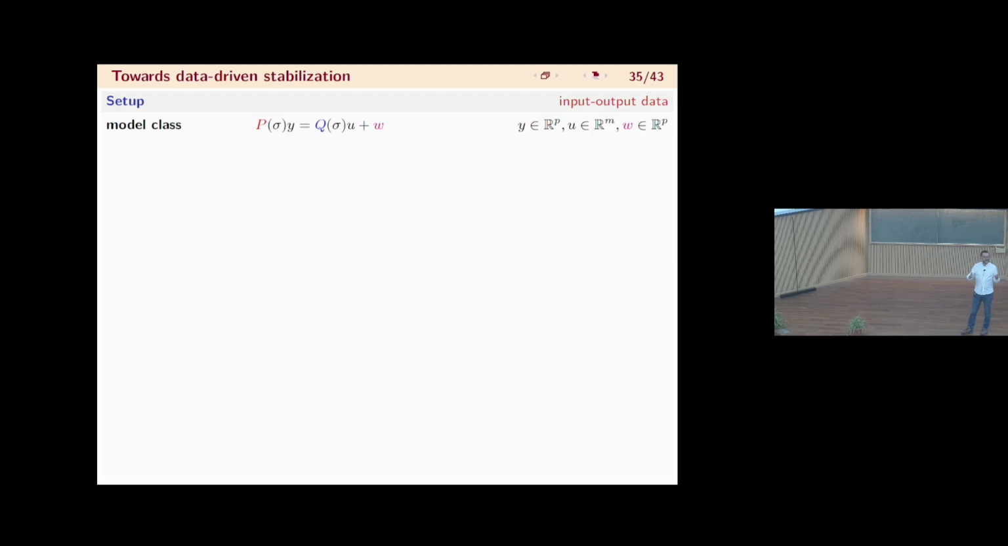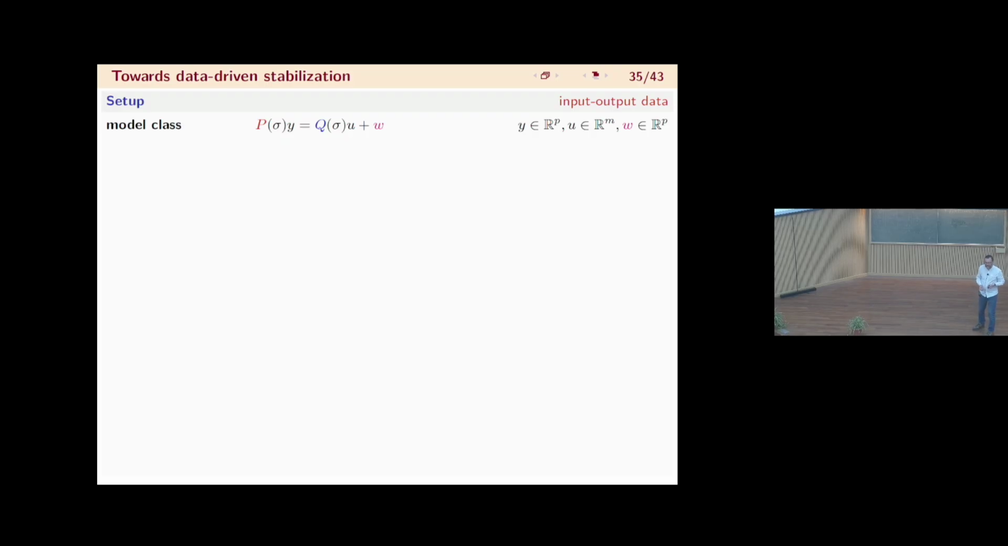well, not at the very beginning, in the second day, we introduced the data informativity framework, and the first ingredient was the model class. Later on, we focused mainly on state space models with states, inputs, outputs, and so on. Now, we have an example in which we don't have state space models, but we have a different kind of model class. And this is the model class I'm looking at.